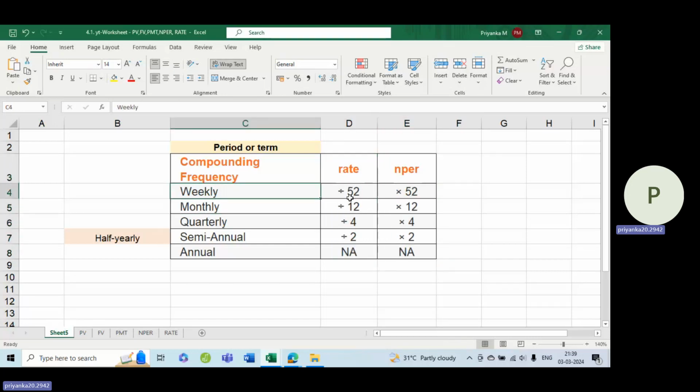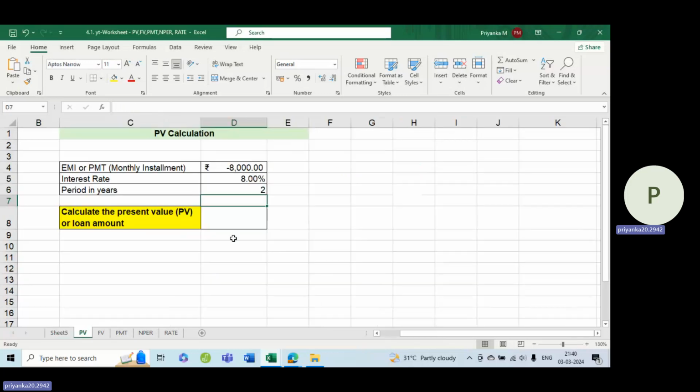So weekly means 52, monthly means obviously 12, quarterly 4, then semi-annual 2, you'll be dividing and multiplying. If they give half yearly or semi-annual, both mean the same. And annual means it is divisible by or multiplied by 1, so you need not do any modifications when you're selecting the rate and number of periods. Now let us go on to the present value and future value.